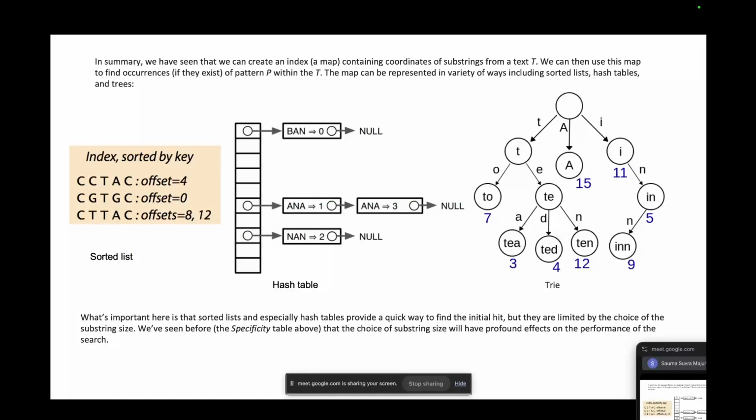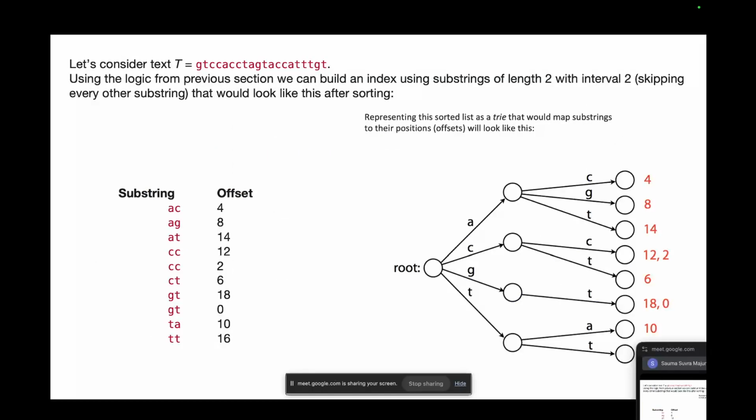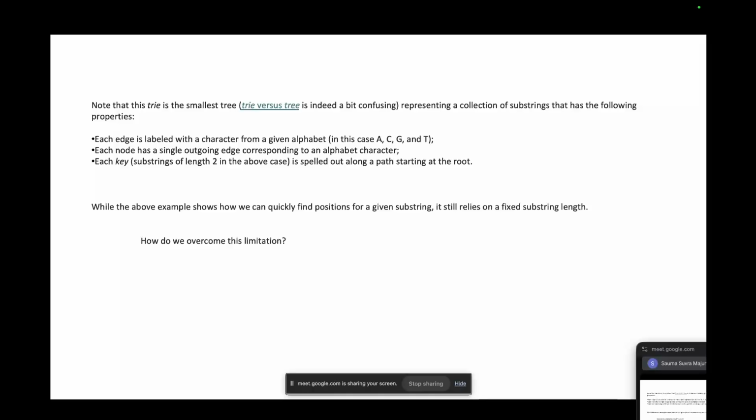I'm not going to go into these details. Let's just skip it. One data structure I want to talk about is the trie data structure, which is very commonly used.